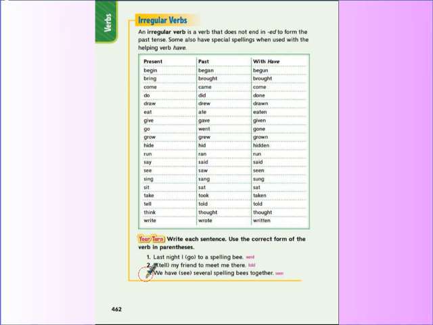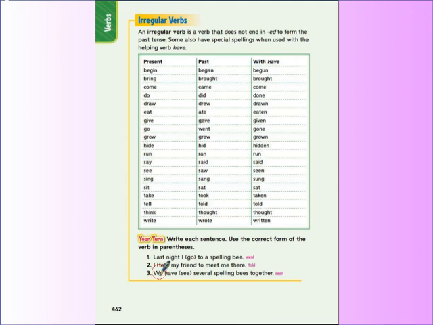Number 3, we have seen several spelling bees together. What's different in this sentence is that we have a helping verb here, which is have. On numbers 1 and 2, we didn't have any helping verb. So there's something different here. I should choose the third part, okay? I should pick actually the verb from the third part of the table.